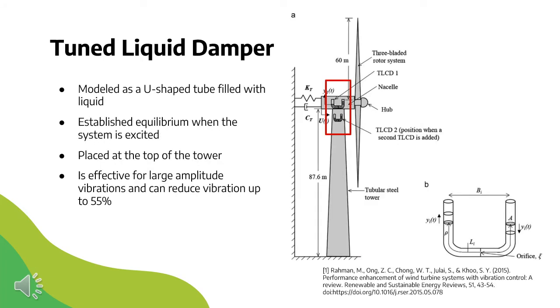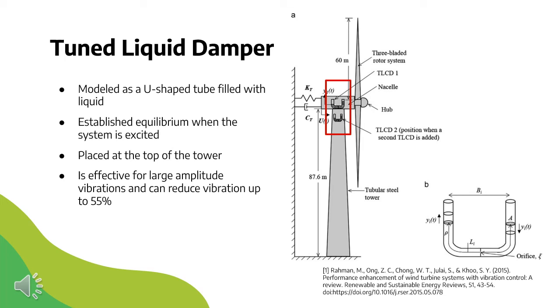Tuned liquid dampers consist of a U-shaped tube filled with liquid attached to the main structure. When excited, the liquid, acting as the mass for the damper, oscillates in the tube and absorbs the energy from unwanted excitations, re-establishing the system to equilibrium, similar to a pendulum establishing equilibrium in extremely tall buildings. A tuned liquid damper is typically placed at the top of the structure.